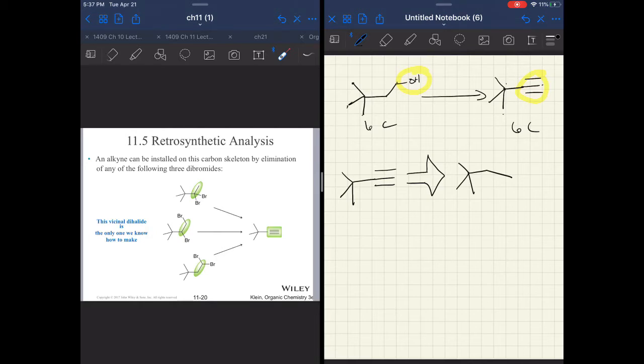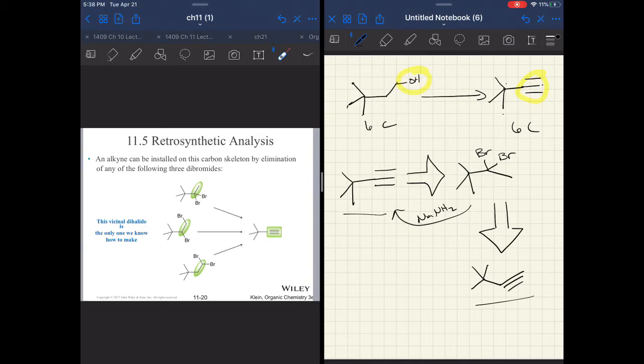So maybe at first you're thinking, okay, well, what if the bromines are both here? That would work, right? I could absolutely go forward and treat that with NaNH2 and get my final product. Okay, well then, how do I make that? Now, if I want to make a dihalide, the only way I know how to do it is from a triple bond, right? Is from adding HBr across a triple bond. Okay, well, hopefully we can see that that's not helpful. How can we make this product if we have to start with that product?